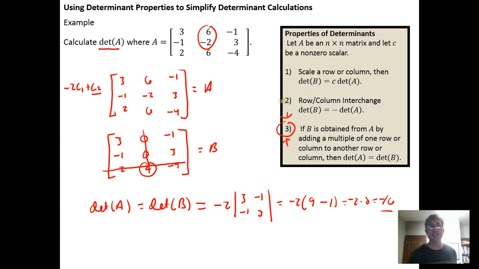So what you can see is that utilizing determinant properties, we've really simplified the calculation. For the original matrix A, we would have had all three calculations to do because there were no zeros in any row or column. We would have had to do a maximal quantity of work to do the determinant calculation.